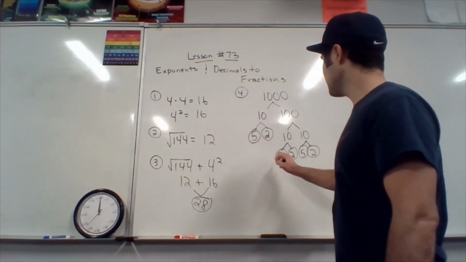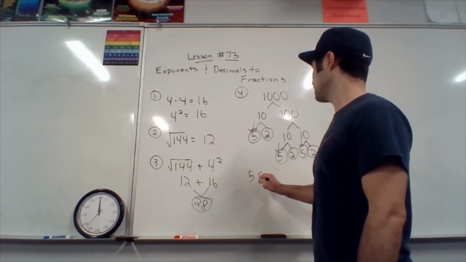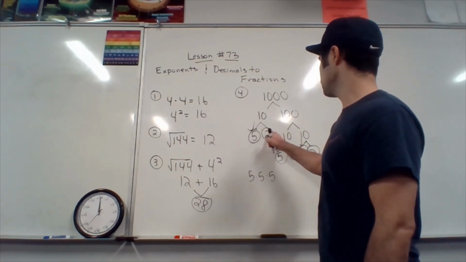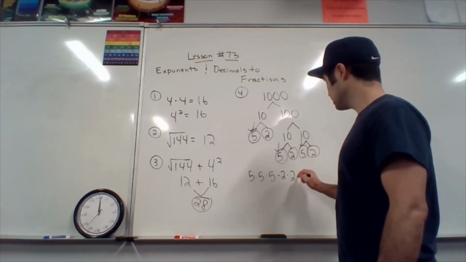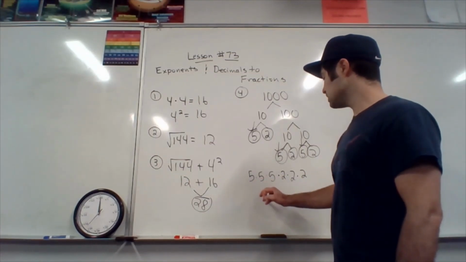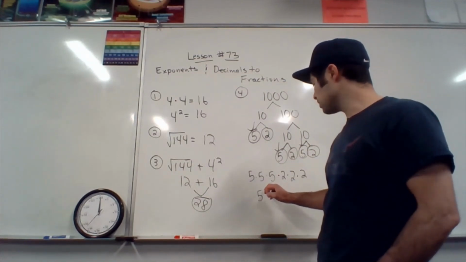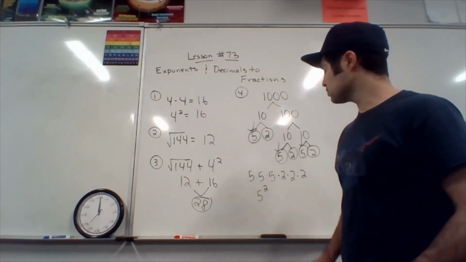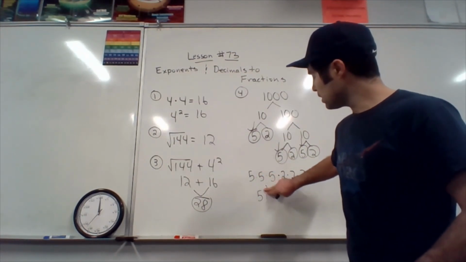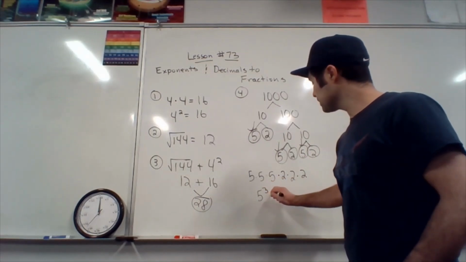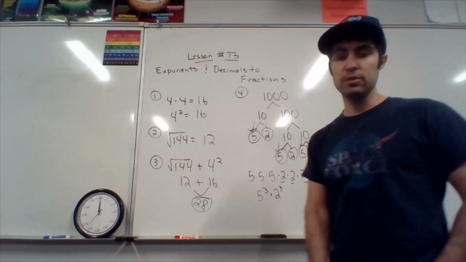And now I can do 5 times 5 times 5. There's 3 5s. And there's also 1, 2, 3 2s: 2 times 2 times 2. Now all of this can be condensed into what I call exponent form. Is that 5 squared? No, it's not 5 squared because there's 1, 2, 3 5s. So that'll be 5 to the third power times 2. Well, there's 3 2s, so that's also to the third power.